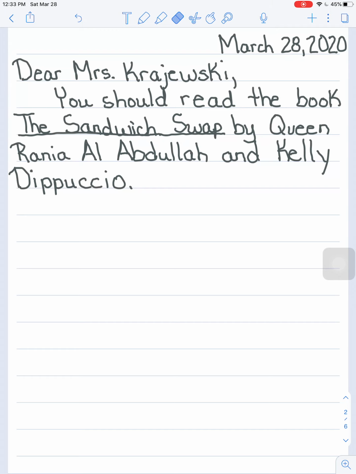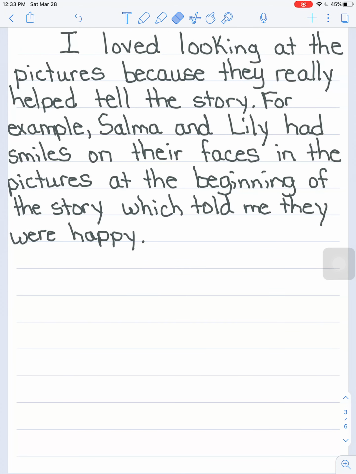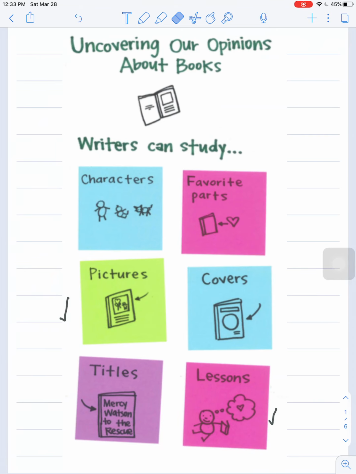Let's start the next paragraph, which tells one reason I enjoyed the book. Okay, so if we go back to this chart, one of the reasons I picked that I love the book is because of the pictures in the story. And so that's what the focus of this paragraph is going to be about, the pictures in the story.